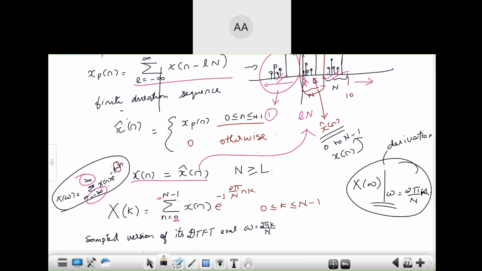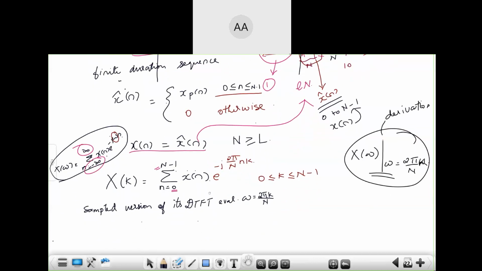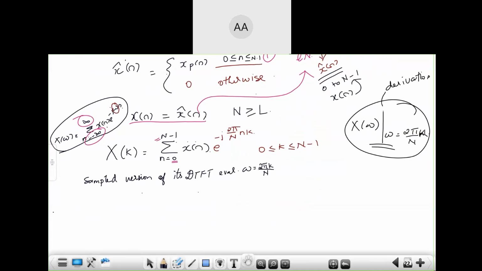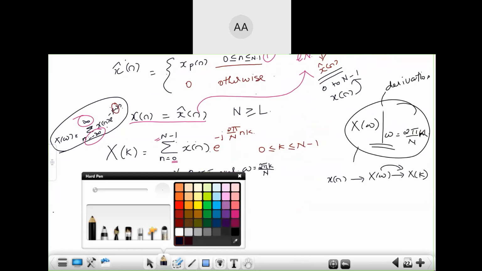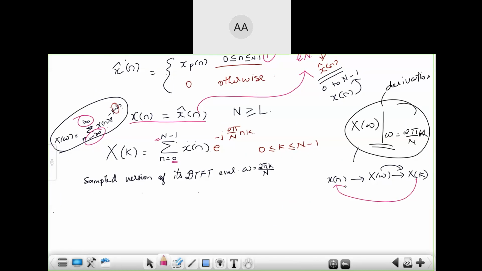To recover the finite length sequence x of n. Even in the sampling derivation you would have seen, you have two parts. From x of n you go to X of omega, then you sample this and you get X of k. Now from this X of k, you should obtain back your x of n. That means you should see your inverse DFT also.